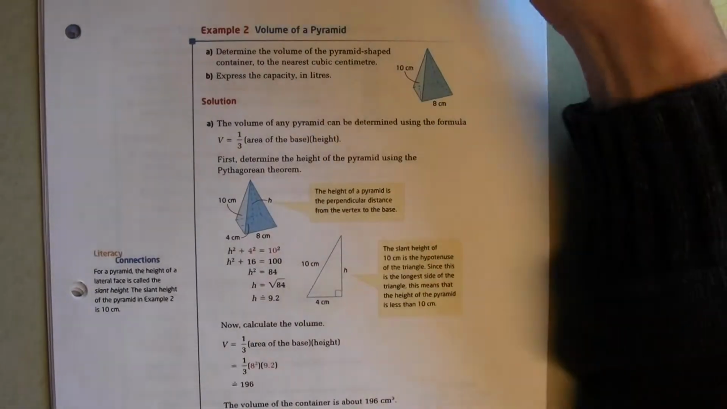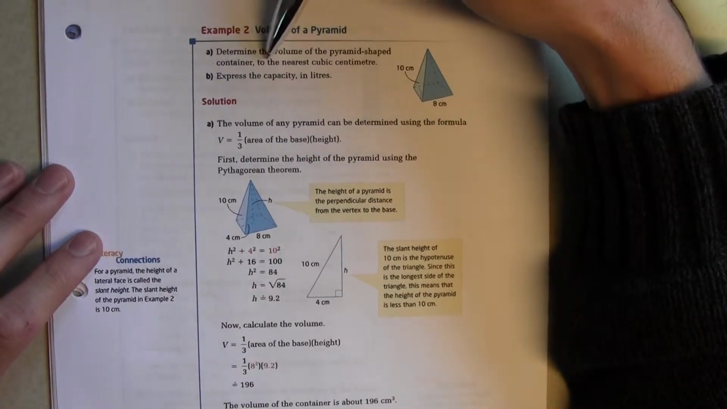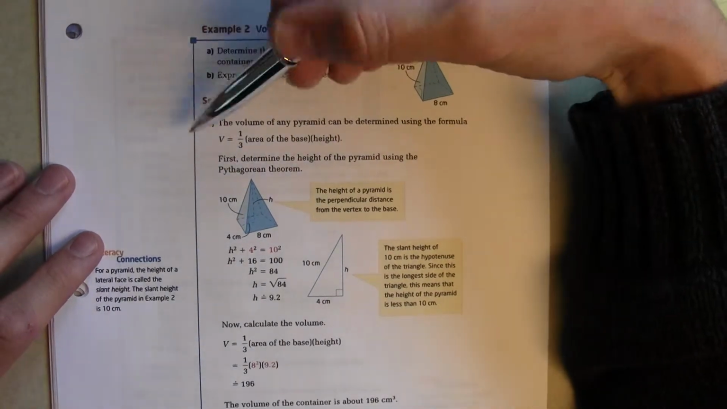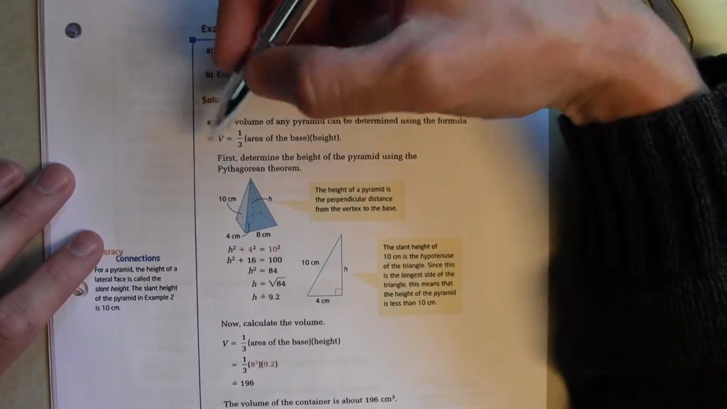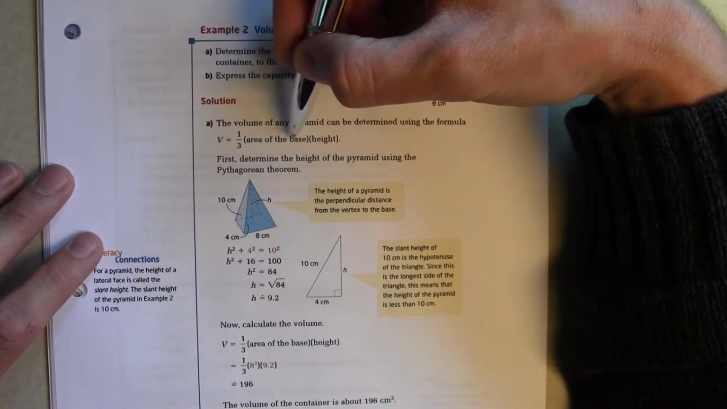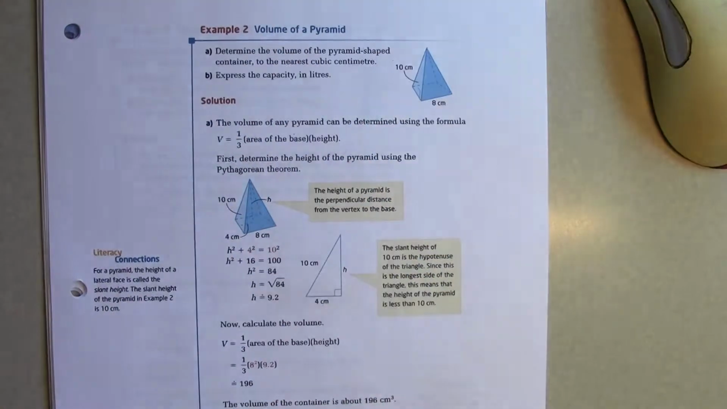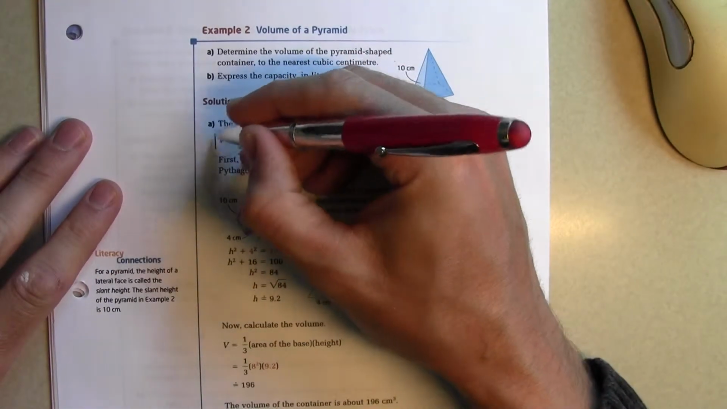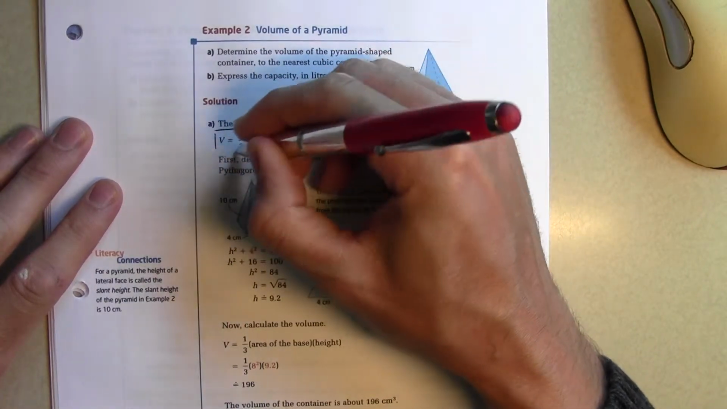All right, so we're looking for the volume of the pyramid-shaped container to the nearest cubic centimeter. So the volume of a pyramid is 1/3 the area of the base times the height. So area of a triangle, 1/2 base times height. Volume of a pyramid, 1/3 base times height. Any questions about that? All right, so that's the first formula you guys need to remember. You need to know that.